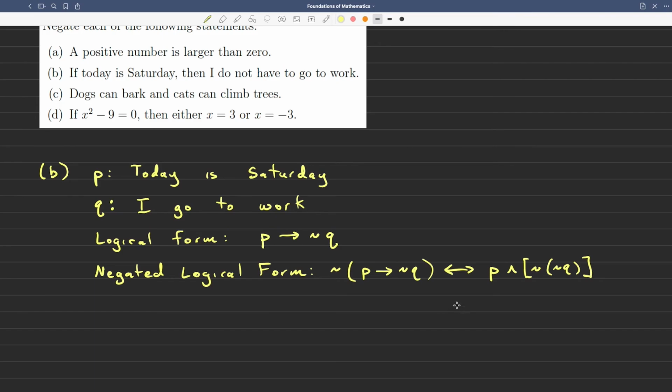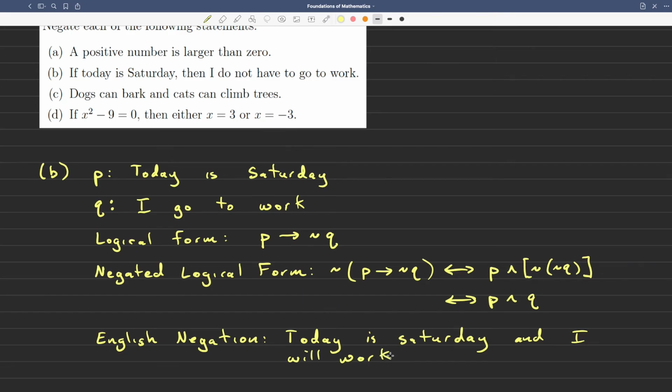Notice there's a double negative there, so that's the same. That's just P and Q. And so now, in English, the negation would be something like this. Today is Saturday, and I will work, or I will go to work, or something along those lines, okay?